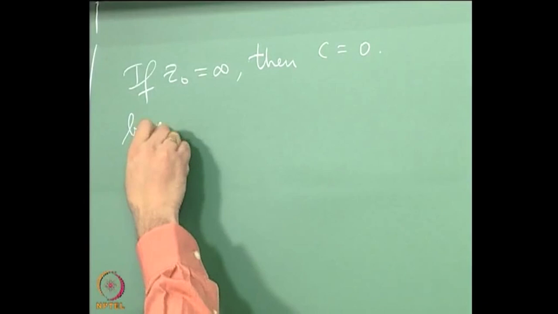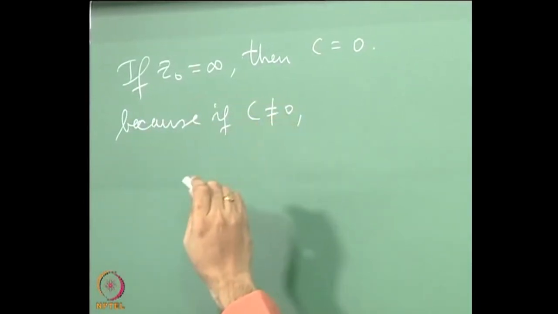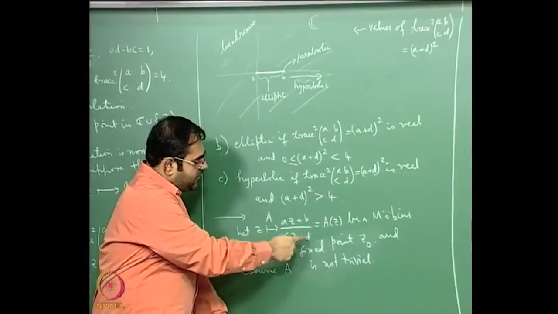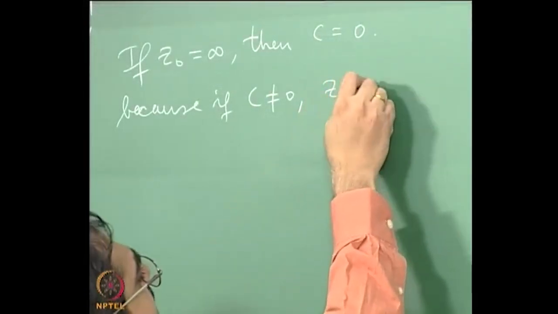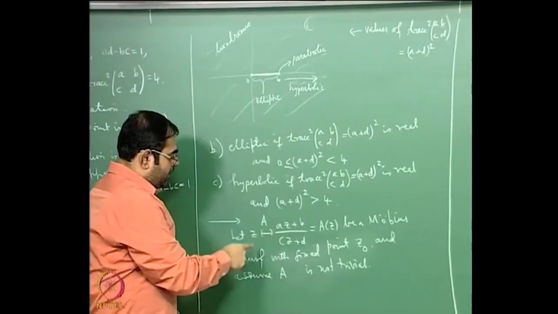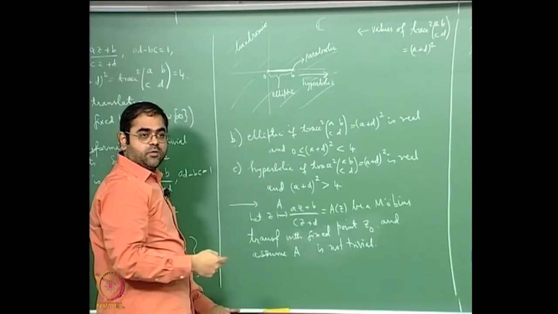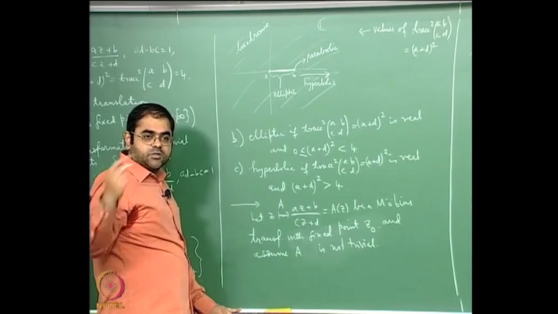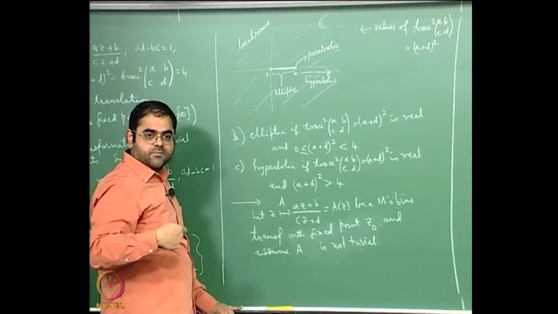Because if c is not equal to 0, then I can make the denominator vanish by putting z equal to minus d by c. And if I put z equal to minus d by c, the denominator vanishes, therefore this quantity will become infinity. So that is how the point at infinity is also included along with the operations on the complex numbers.